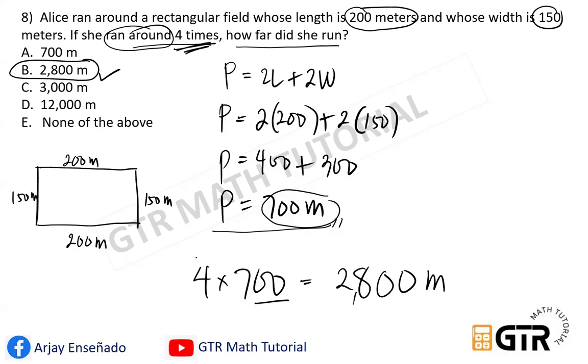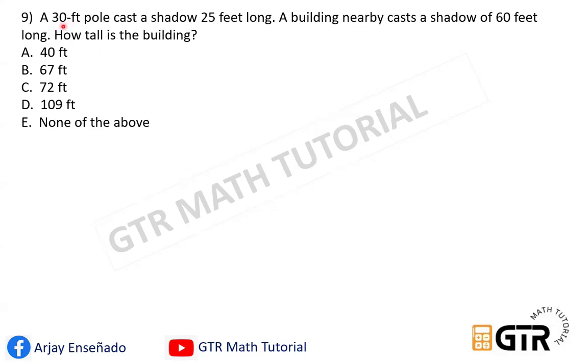Okay, next, number 9. A 30-feet pole casts a shadow 25 feet long. A building nearby casts a shadow of 60 feet long. How tall is the building? So this is about a similar triangle problem.